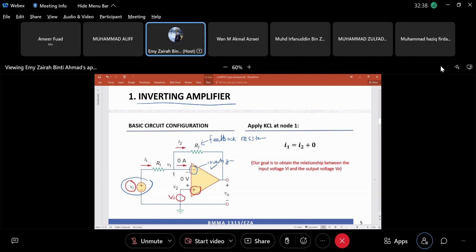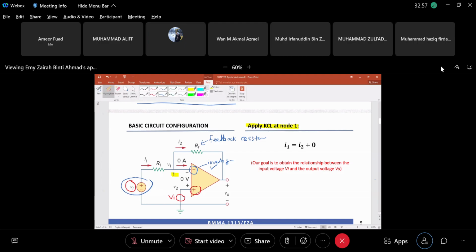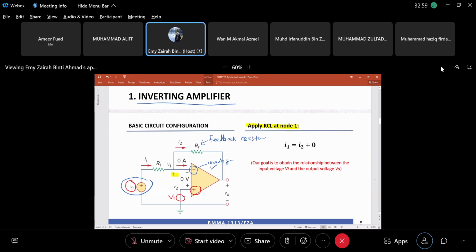Okay, now what you need to do is apply KCL at this point number 1. Hope all of you can identify which is point number 1. So I ask you to apply KCL at node 1, at this node. This is the assumption that you need to use, I mean the characteristics mentioned previously. So you need to use that as well.